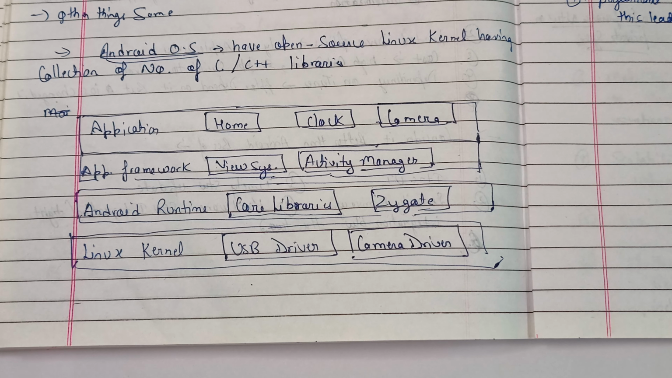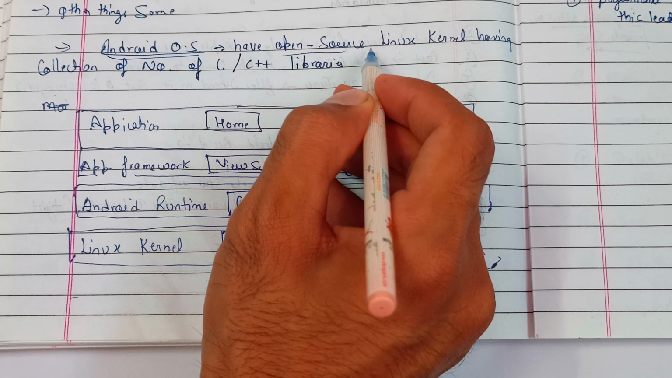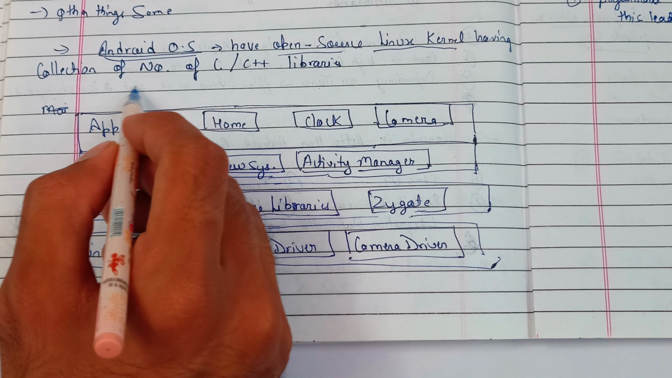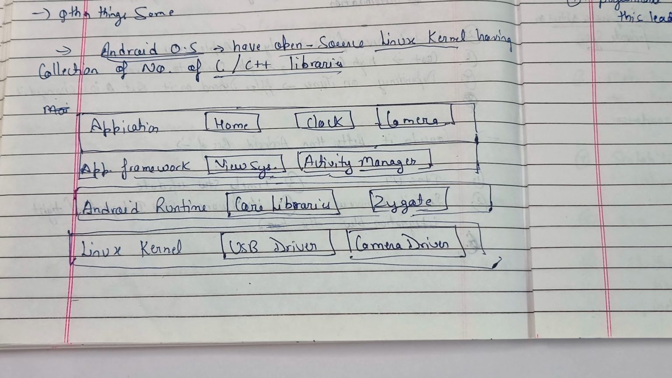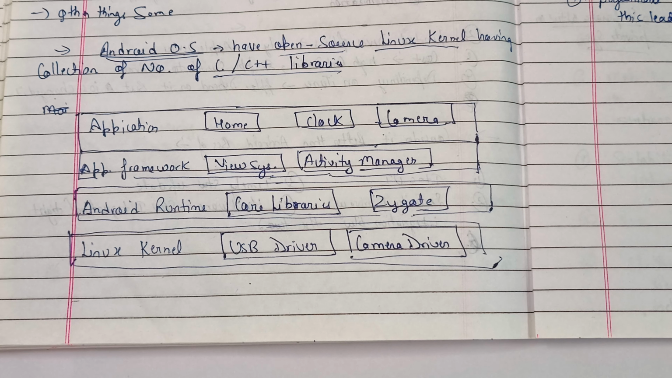Okay, so let's start. The Android operating system has an open source Linux kernel, a kernel having a collection of a number of C and C++ libraries. So you have to know very well that the Android operating system is open based. First of all, second, it is based on the Linux kernel. Then the second point is that it has C and C++ libraries. So these three things you have to keep in your mind while writing its definition.